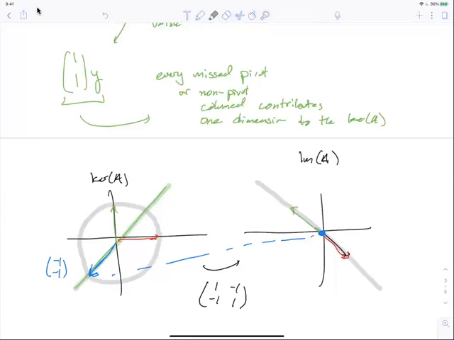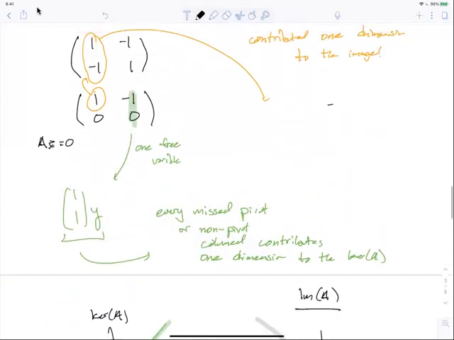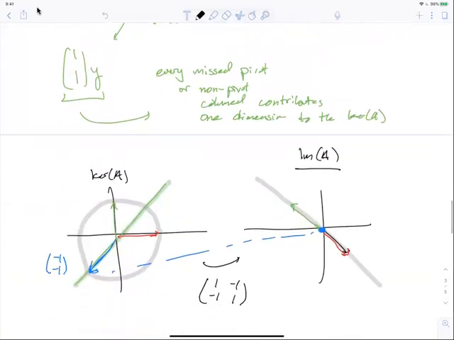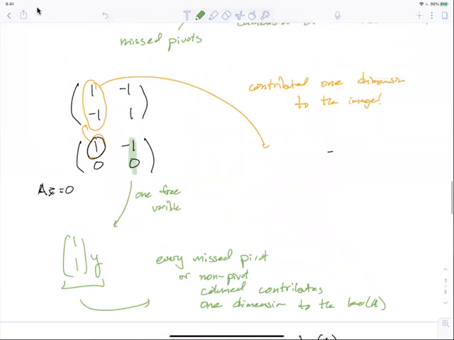So we started with a 2-dimensional thing, and one of the dimensions is lost. So we end up with 1 dimension left. That's 1 dimension in the image. And that 1 dimension that we keep is encoded by the 1 pivot position. And we lose 1 dimension. 1 dimension gets smushed down to the origin, and exactly the dimension that gets smushed down to the origin is the kernel. So altogether, what does this say?